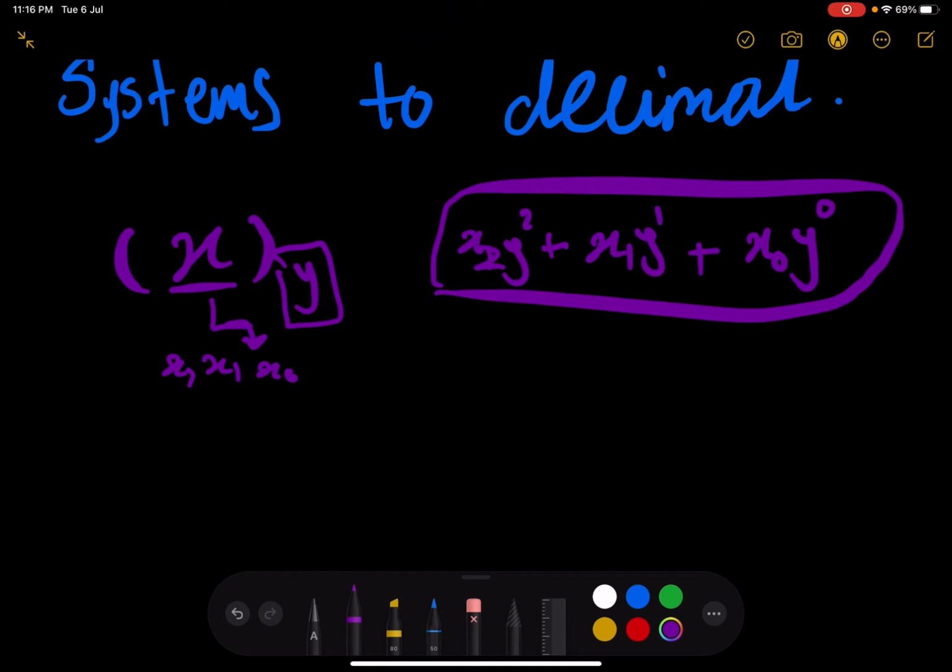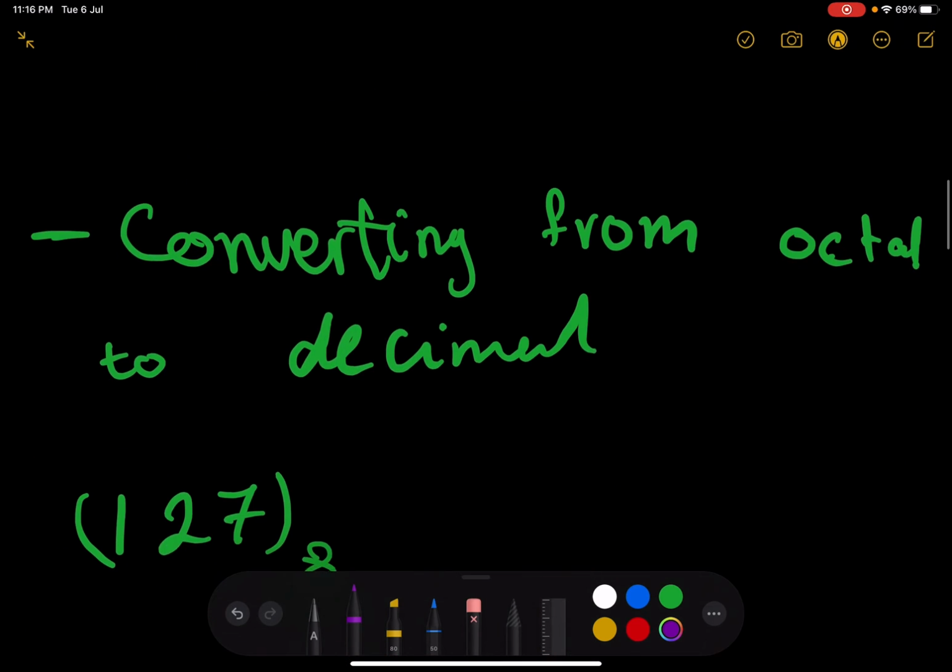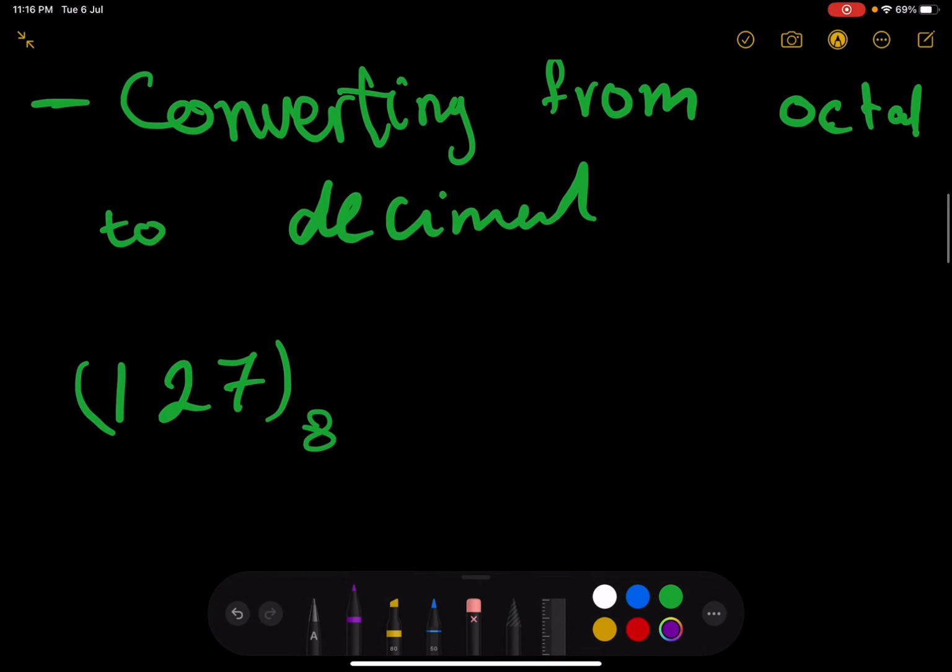And if you have a fraction part, or any numbers after the floating point, you will use the same base but with a negative exponent, and each time you will keep decreasing the exponent. So starting here with y power -1, then y power -2 and so on. So now let's start with our first example, converting from octal to decimal.